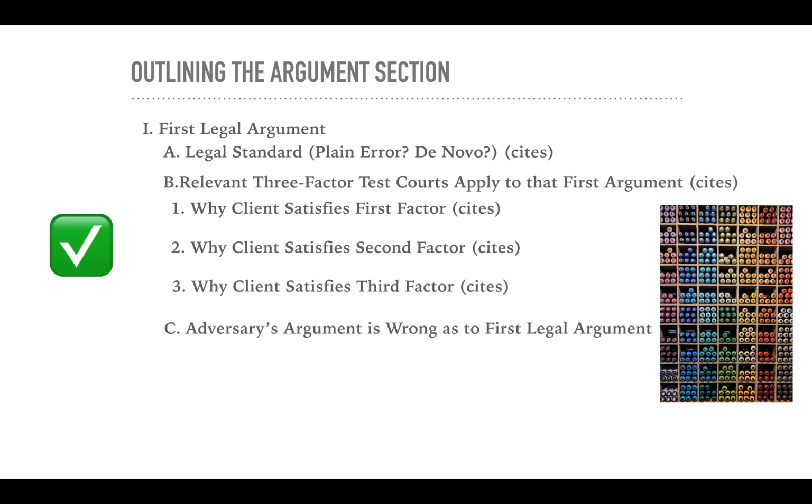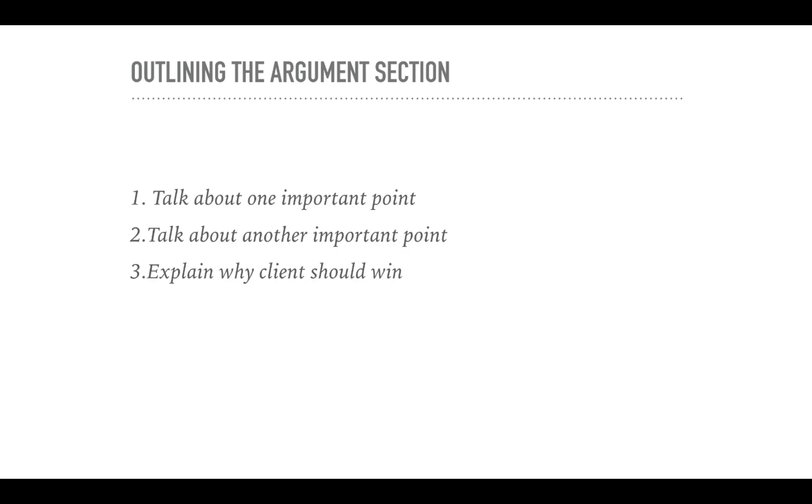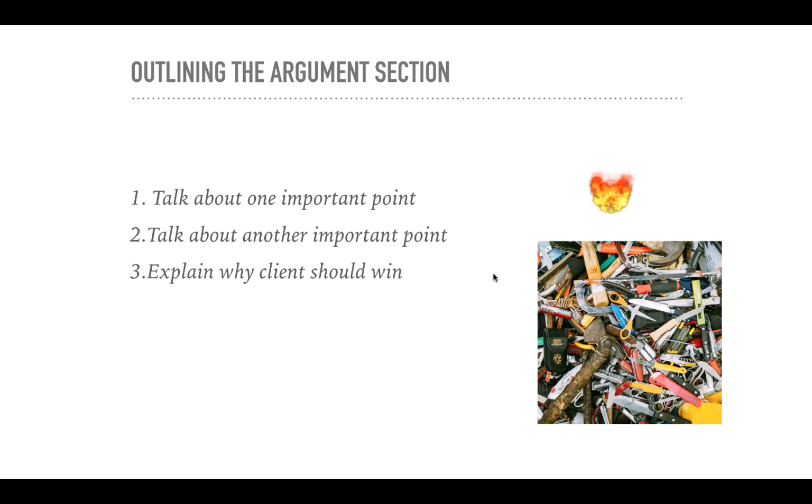This type of organization is really logical, and it's going to help you get a better grade because it's going to be persuasive and clear to the reader. This is not a good outline. If you just have a list of things you're going to talk about, some important point, then I'll talk about another important point, and then I'll talk about why my client should win. This is really just a jumble. It's not going to work. You're going to end up with a mess and a much lower grade than you might be hoping for.